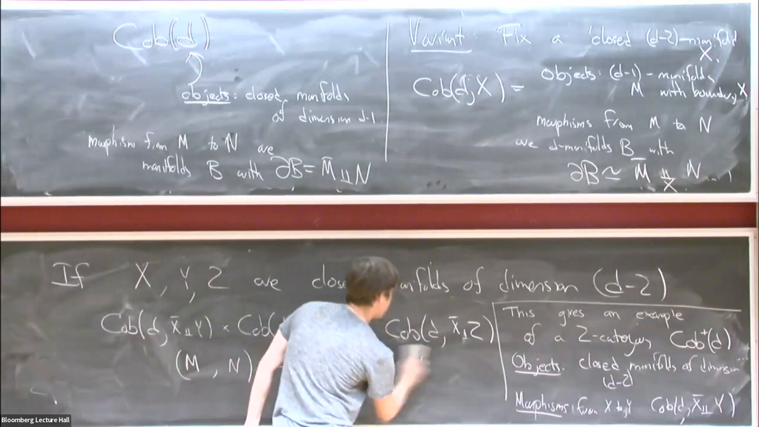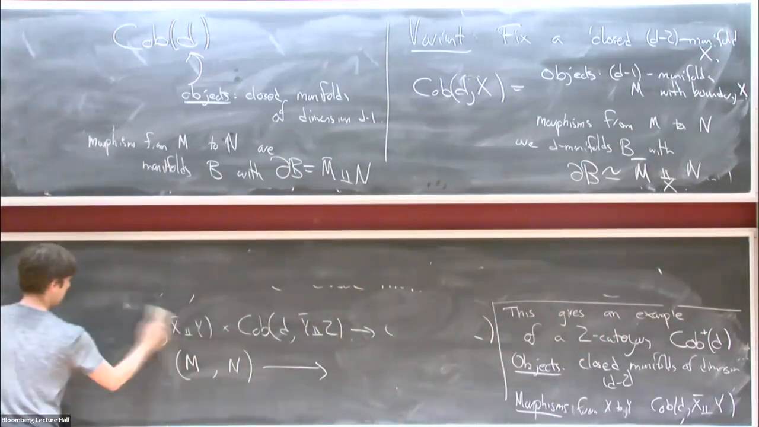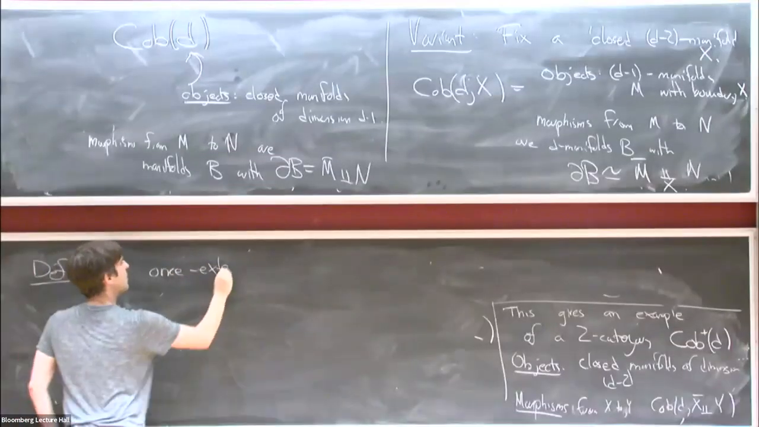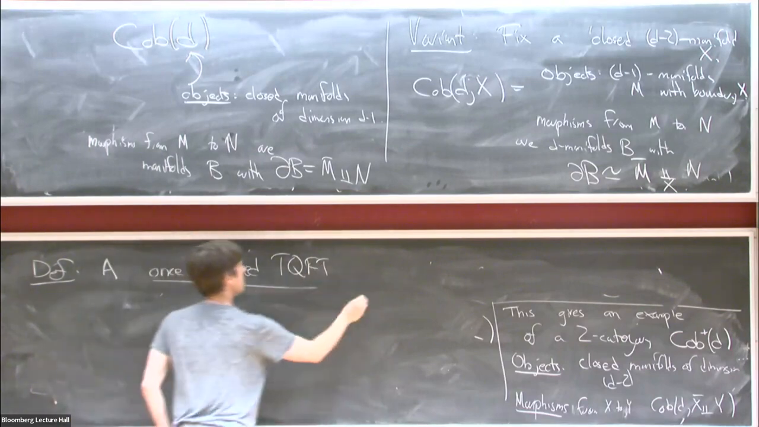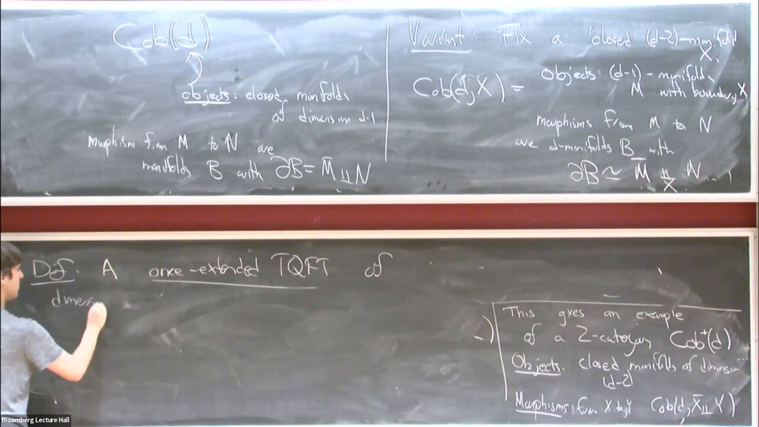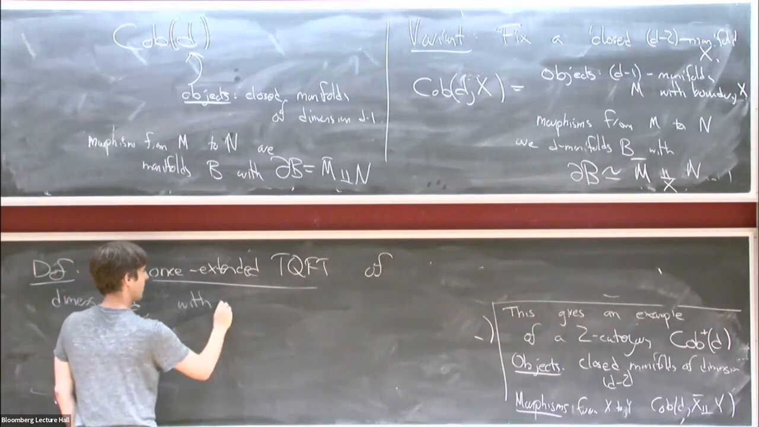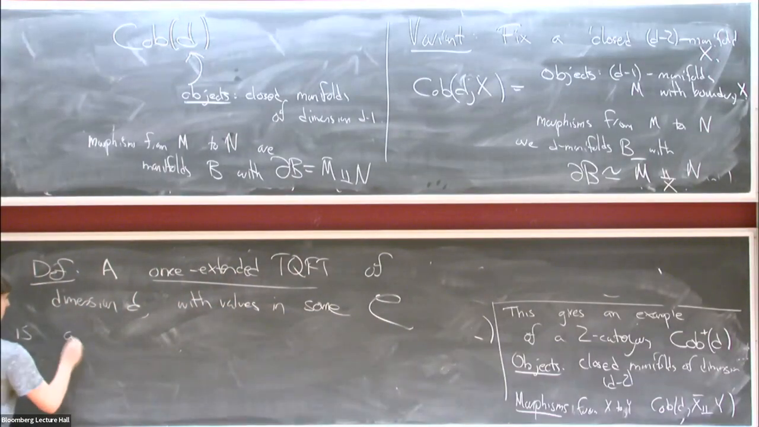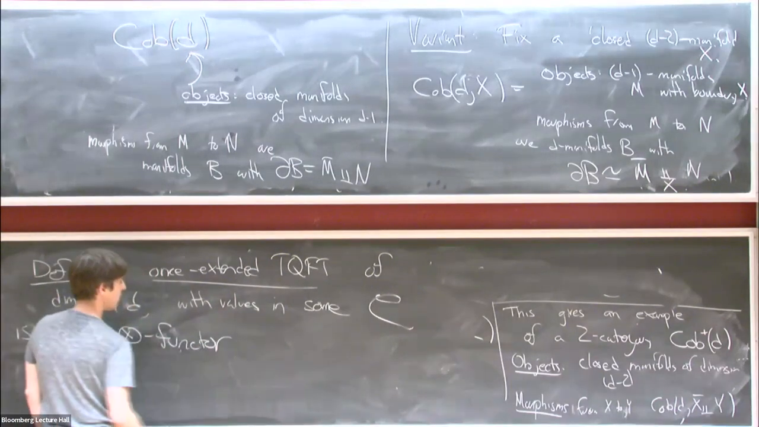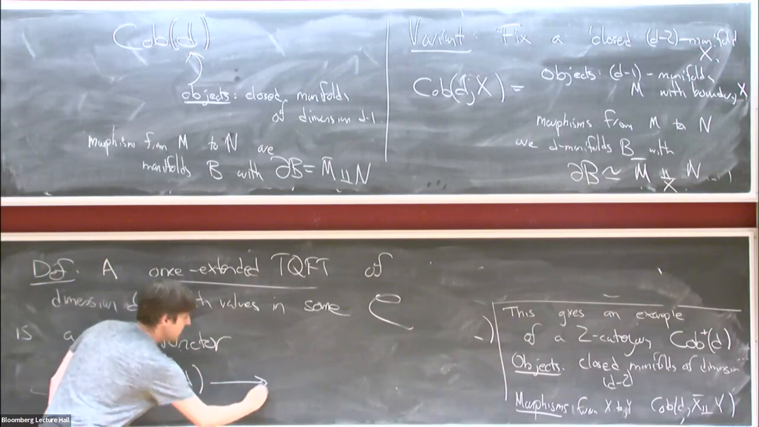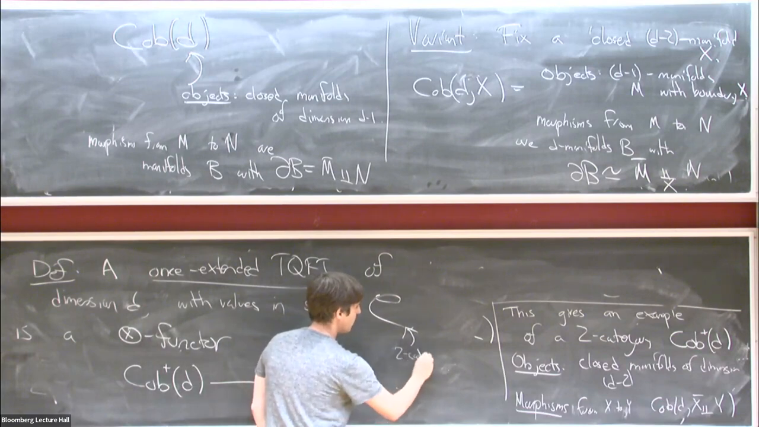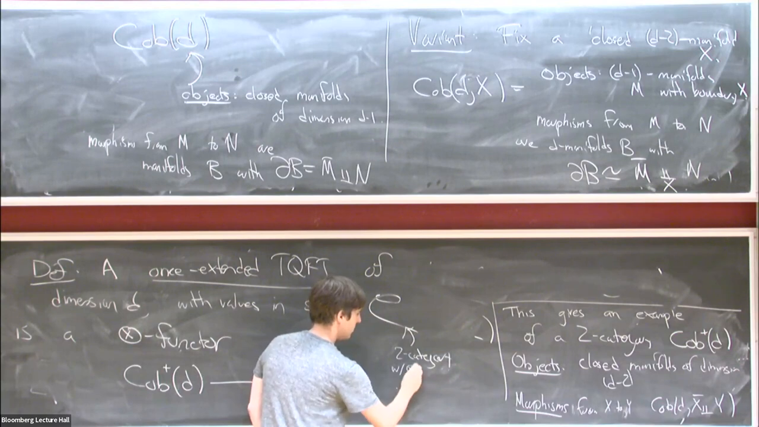And so the reason that I'm saying this is because it's a convenient way to make precise the definition that I was sketching very informally before, which is that, definition: a once extended CFT of dimension, again, I'll say of dimension D, and now let me say with values in some target two category C. This just means it's a tensor functor, now not of categories, but of two categories, from this Cobb plus D to the category C. So here, this C, what kind of gadget does it have to be? It has to be some two category with a notion of tensor product, let's say with a tensor structure.